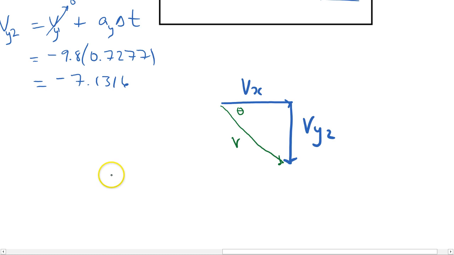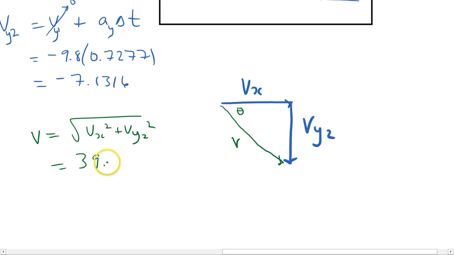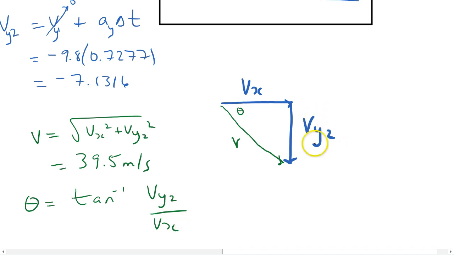So again, it's just going to be our Pythagoras. So V is going to be equal to the square root of Vx squared plus Vy2 squared. When I plug in all the numbers, I think I end up getting 39.5 meters per second. And when I do the angle, again, remember it's going to be the inverse tan of my y over my x, Vy2 over Vx, and Vy2 is negative. I want to put those in as positive values just like I did before, and I think in this one I get 10.4 degrees.